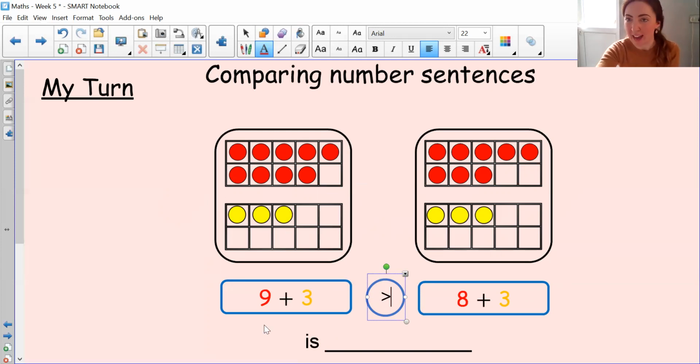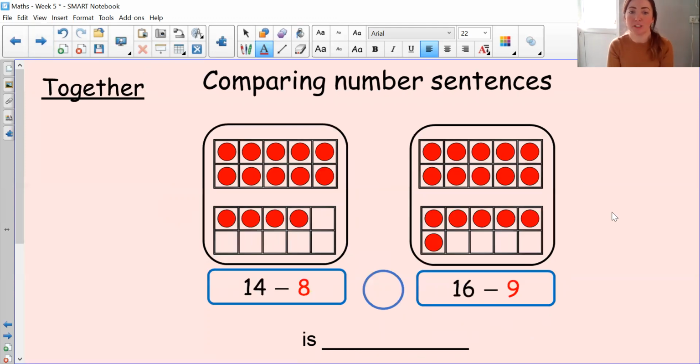But I'm not just going to do that, am I? No, I want to work out what 9 add 3 is. So 9 red counters add 3 yellow counters is 12, and 8 red counters add 3 yellow counters is 11. So now I can see with the numbers as well, comparing the numbers, not just the pictures, that 12 is greater than 11. So I'm going to write the word as well, greater than. 12 is greater than 11. 9 add 3 is greater than 8 add 3.